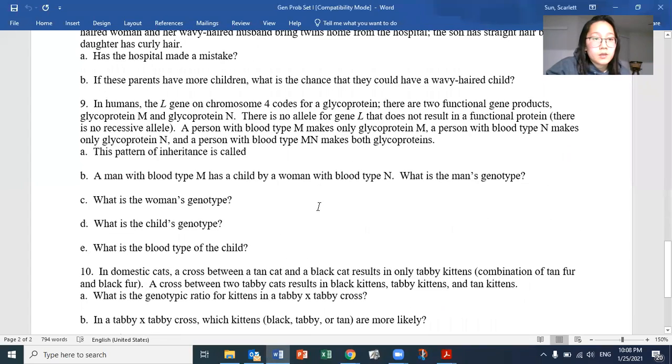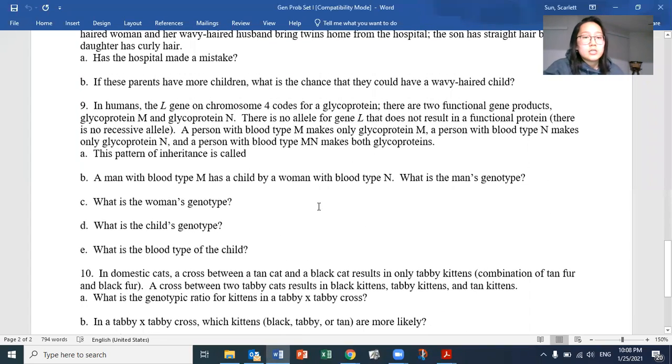We're almost done. In humans, the L gene on chromosome 4 codes for a glycoprotein. Okay, so it's a protein that has a sugar attached to it. There are 2 functional gene products, glycoprotein M and glycoprotein N. There is no allele for gene L that does not result in a functional protein. Okay, there's no recessive. Okay, that's your key hint that this is not going to be normal dominant recessive already.